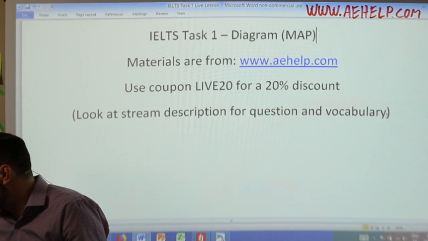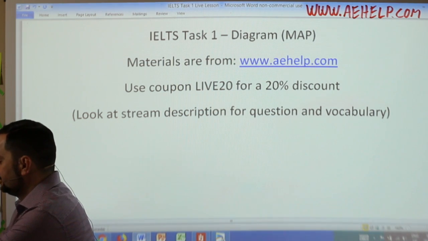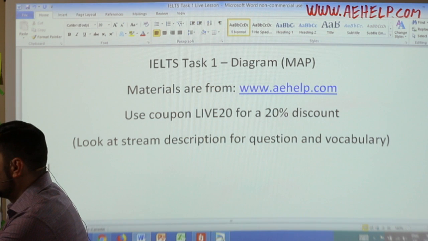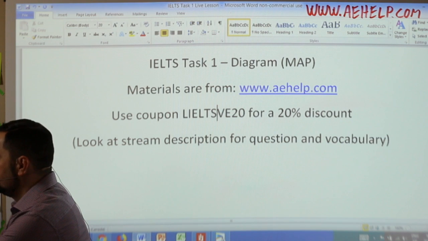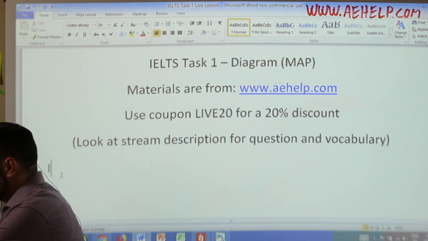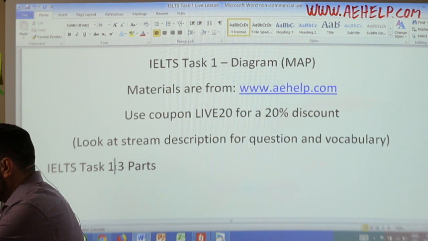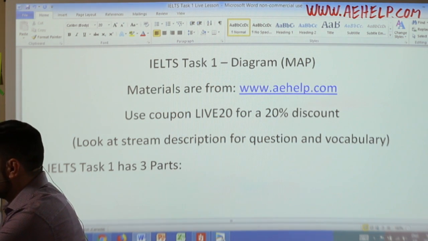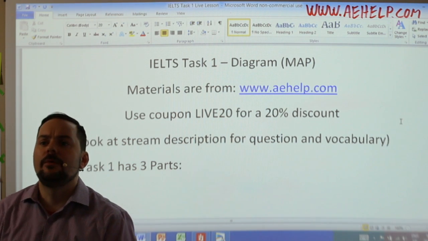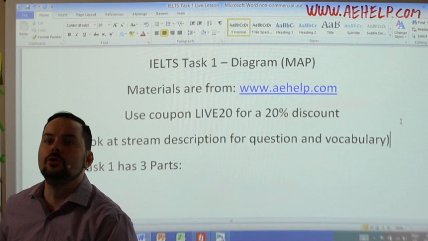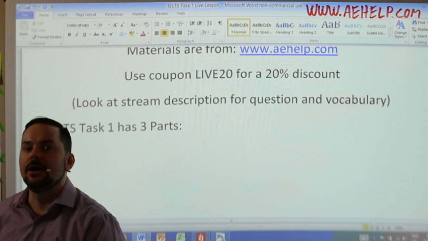Okay, let's begin with a couple of notes here. So IELTS Task 1. What is your first step in IELTS Task 1? What should you do first? And IELTS Task 1 has 3 parts. So Raya says, analyze the question. Look at the map. Saeed says, analyze the question. Yes, absolutely. You need to analyze the question, and you need to identify something. What do you identify?